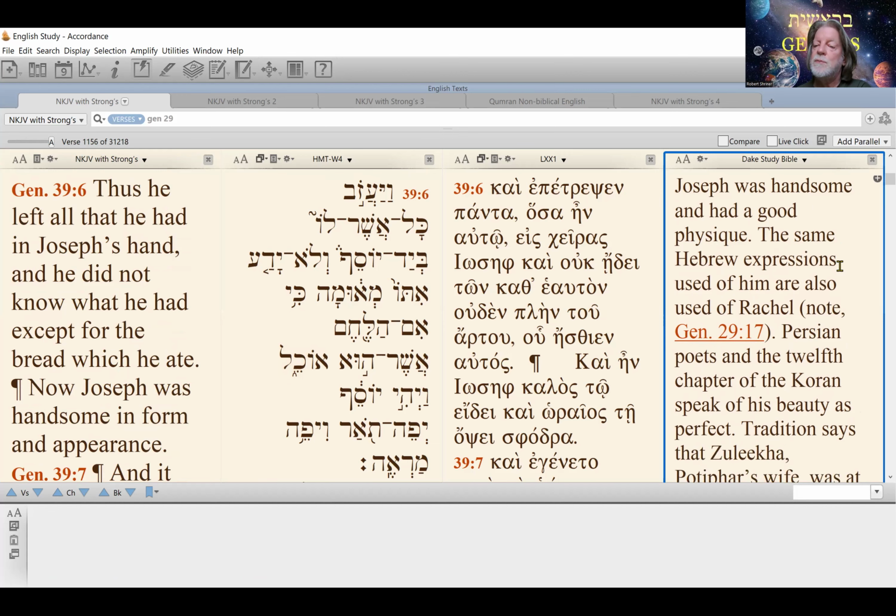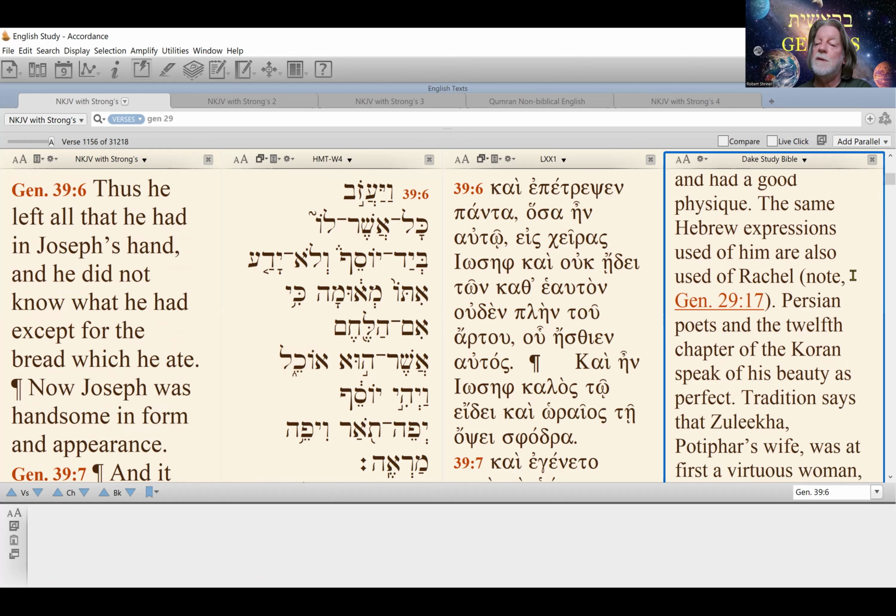The same Hebrew expressions used of him are also used of Rachel, who was Joseph's mother, and Jacob fell in love with Rachel because why? She was beautiful. She was drop dead gorgeous. And the same can be said in a male way about Joseph. He was a heartthrob. He was beautiful to look at.